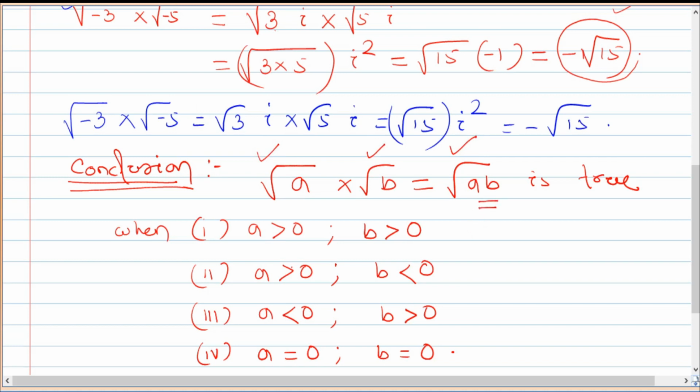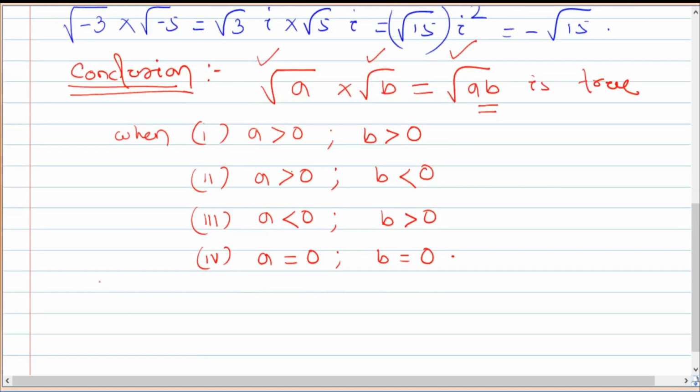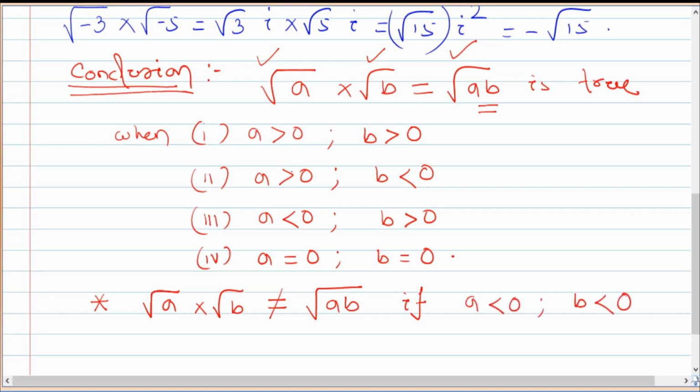Otherwise, another case is left. Which one is left? That one I have given a star mark. That is root A into root B is not equal to root AB if A is less than 0 and B is less than 0. If both are negative, then this result fails. So this result is applicable in these four cases, that is when both are positive, A greater than 0 and B greater than 0, or at least one of them is positive or 0.